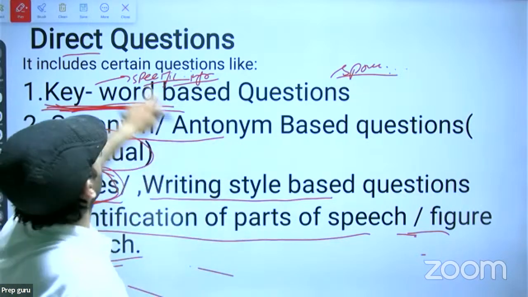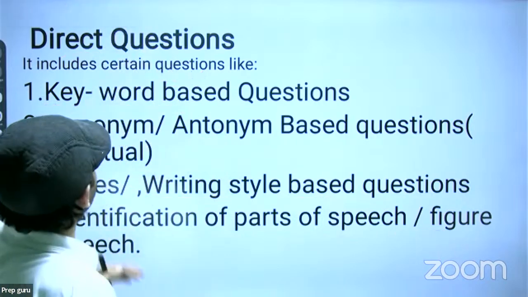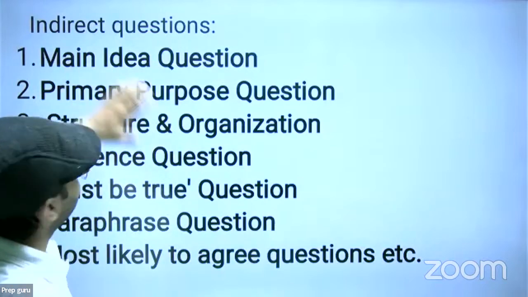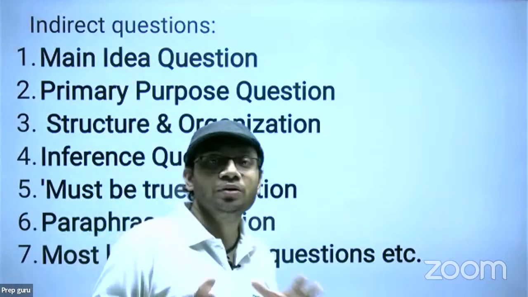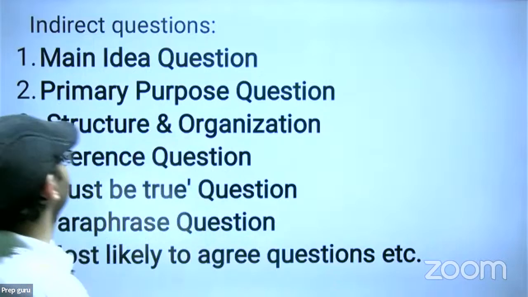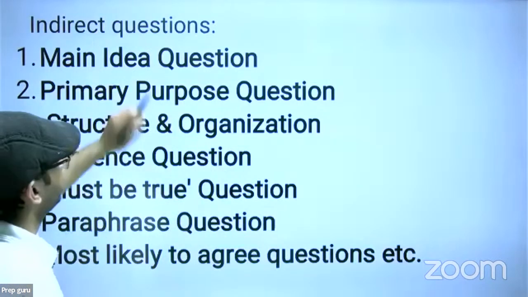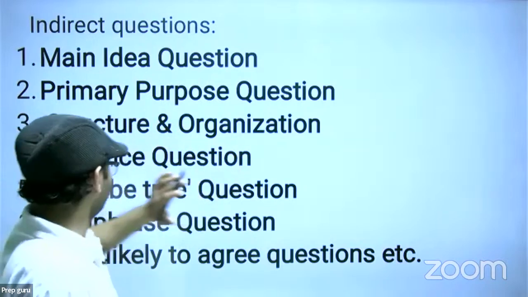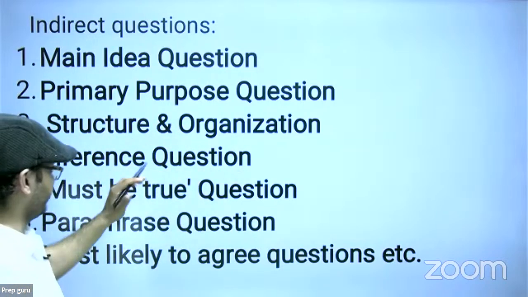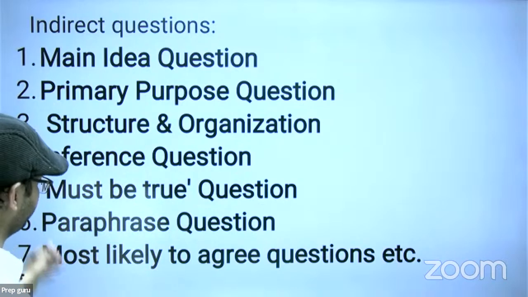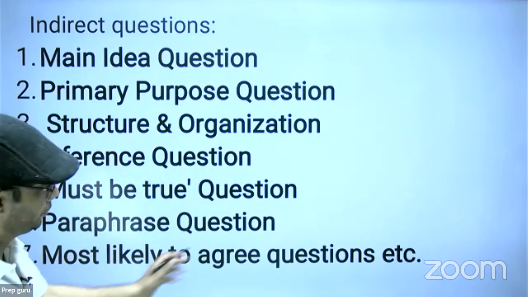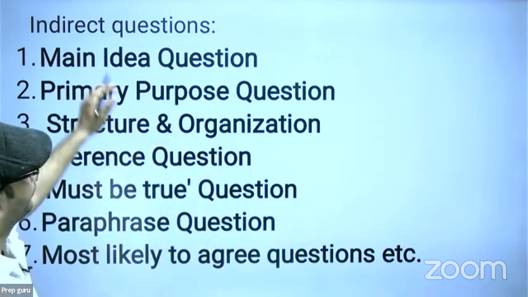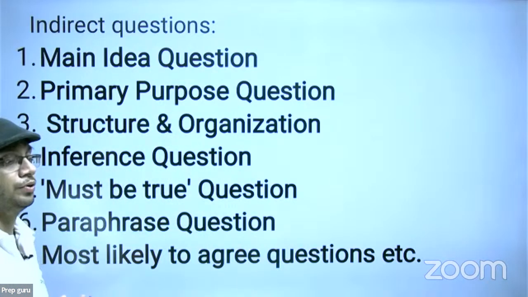ठीक है. Now, before that, let's see what kind of questions come under indirect questions. Indirect questions means the questions based on inferences. So indirect questions deal in which kind of questions? Main idea questions, primary purpose questions, structure and organization purpose questions, inference questions, must be true questions, paraphrasing questions, most likely to agree questions, etc. Means in this part you have to analyze the things, you have to think beyond the given statement.